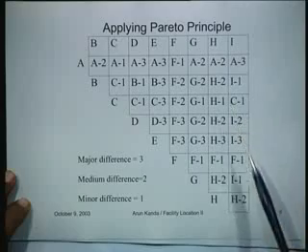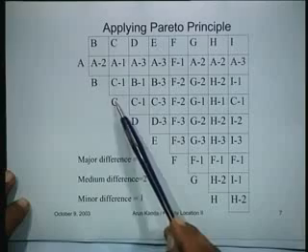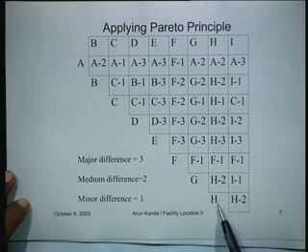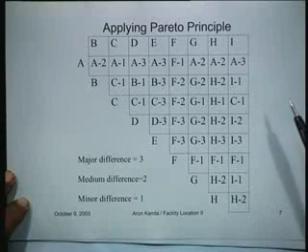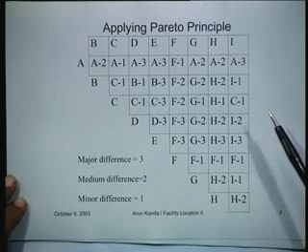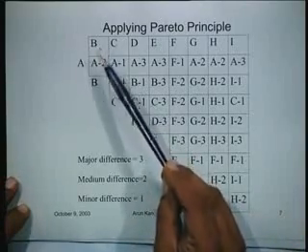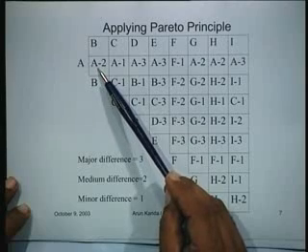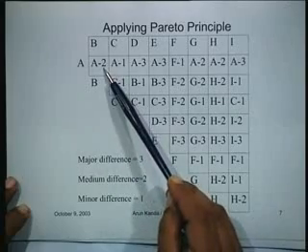For this particular problem, this triangular matrix was constructed, with the objectives A, B, C, D, E, F, G, H, I, and the management was asked which they felt was more important. For instance, in comparing A and B, the management felt that A was more important and the difference was medium, so you wrote A2 here.